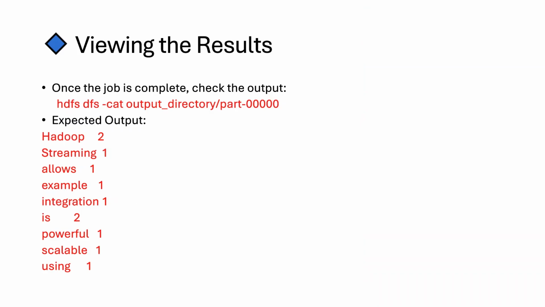Okay, so to run the whole program and get the result, we have this command: hadoop dfs -cat on the output directory and part file. This command is used to check the output, and we can see from the previous input that Hadoop is mentioned twice. Streaming is given once, allows one, example one, integration one, the word "is" twice, powerful one, scalable one, and using one. So this is the total output of our MapReduce function.